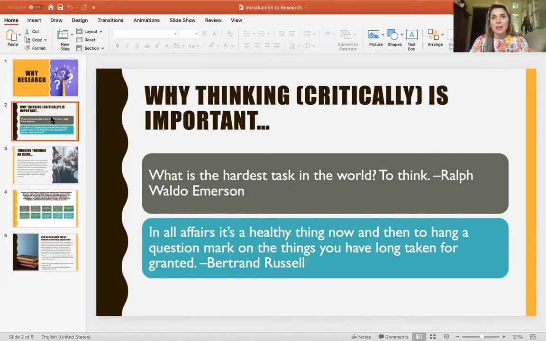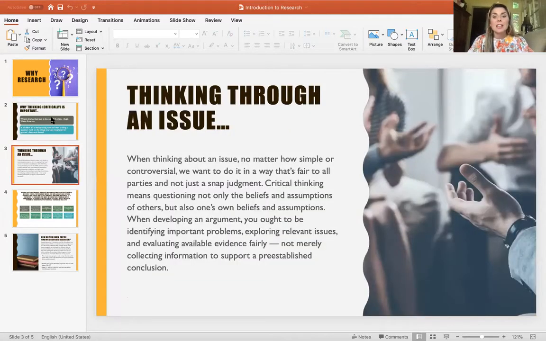questioning how our minds work and questioning the surroundings that we have. When thinking about an issue, no matter how simple or controversial, we want to do it in a way that's fair to all parties and not just a snap judgment. Critical thinking means questioning not only the beliefs and assumptions of others, but also one's own beliefs and assumptions. When developing an argument, you ought to be identifying important problems, exploring relevant issues, and evaluating available evidence fairly, not merely collecting information to support a pre-established conclusion.